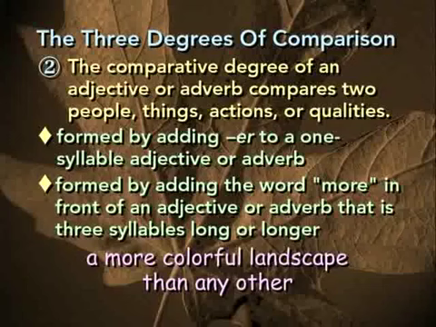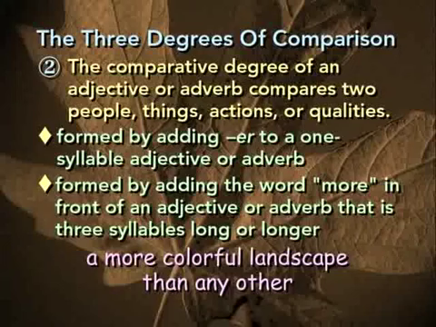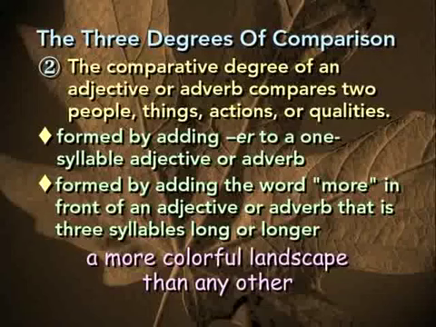Now, you may want to stop me and say, wait a moment, I thought you said the comparative degree was used when comparing two people, things, actions, or qualities. In this phrase, aren't we comparing more than two? A more colorful landscape than any other seems to refer to all the landscapes in the world. In a sense, you're right. The meaning of this phrase does refer to all the landscapes in the world, but grammatically, only two things are actually being compared in this phrase: this landscape and any other in the world.